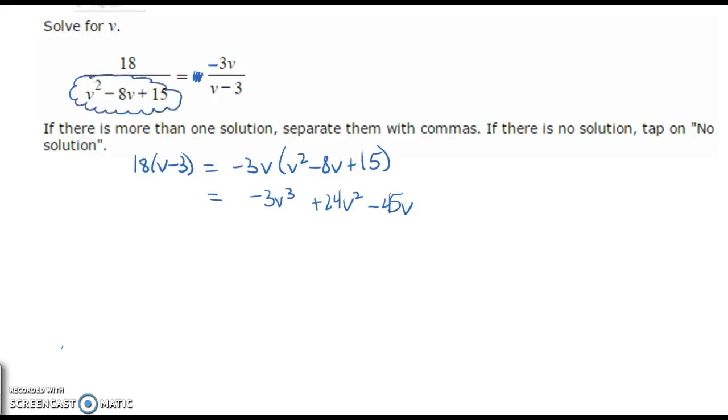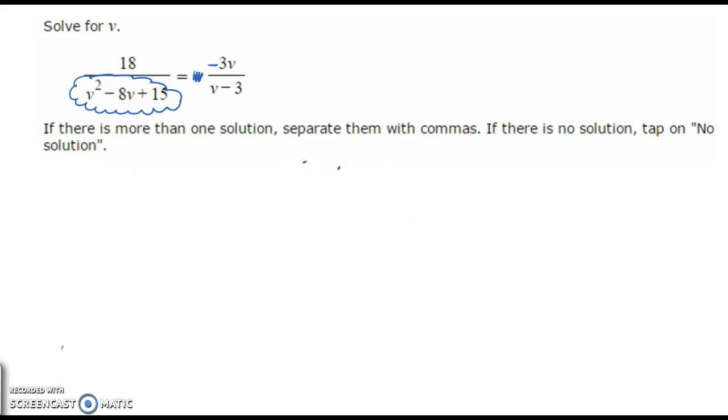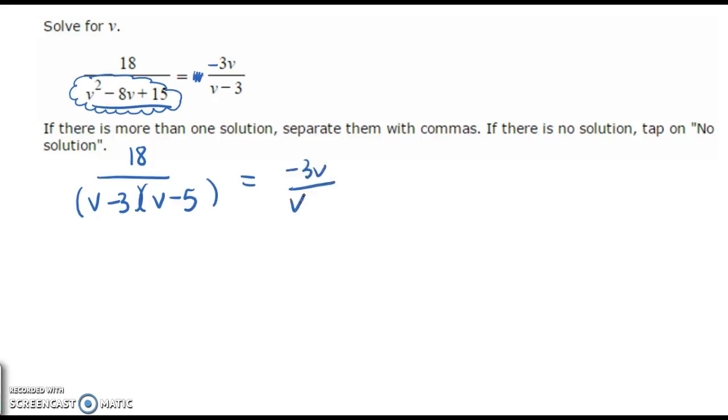So I'm actually going to start this problem over. Because I really don't know how to solve cubics very well without using synthetic division and things like that, and I don't want to bust all that stuff out if I don't have to. And I'm betting that they've made this thing work out so that we don't have to worry about that too much. So I'm going to go ahead and take this and factor it, and as suspected, there'll be a v minus 3 and a v minus 5 in there. And this is going to equal negative 3v over v minus 3.